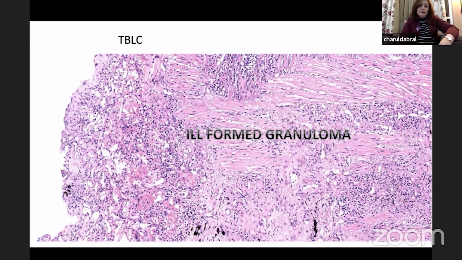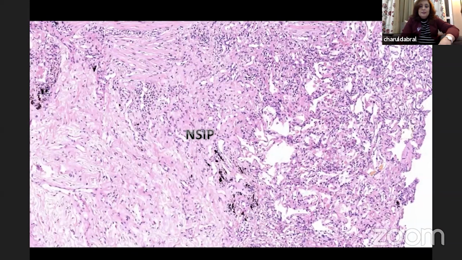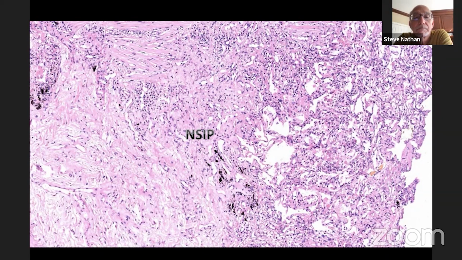We have airway-centered disease with cellular bronchiolitis, and we have inflammation, which is mainly lymphocytic, and we have ill-formed non-caseating granulomas, which are centered around the airways with a lot of pigment. And this is the area at higher magnification to show you the NSIP pattern in this biopsy, which obviously can occur in HP. And there is a lot of pigment with smooth muscle hyperplasia.